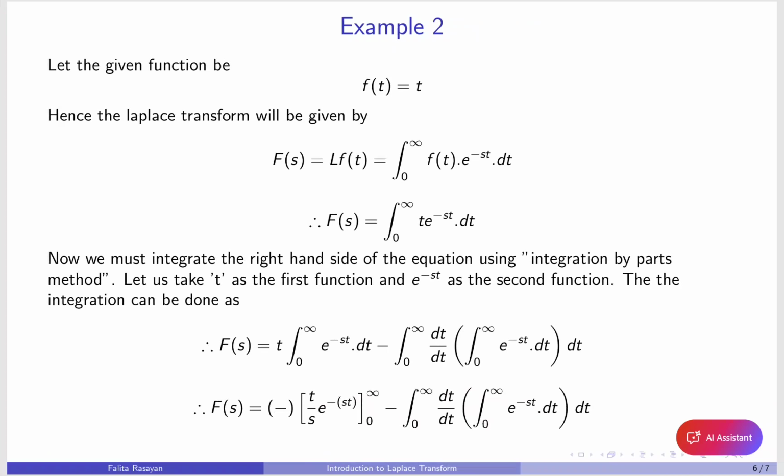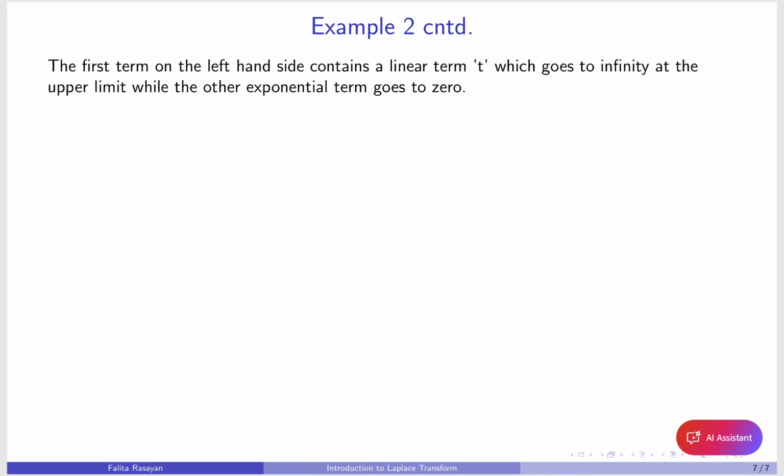Moving forward, we have evaluated the first integral, which is -(t/s) e^(-st) from 0 to infinity, and for now we are keeping the second integral as it is, which is the integral from 0 to infinity of d/dt of t times the integral of e^(-st) dt. The first term contains a linear term which goes to infinity at the upper limit, while the exponential term goes to 0.